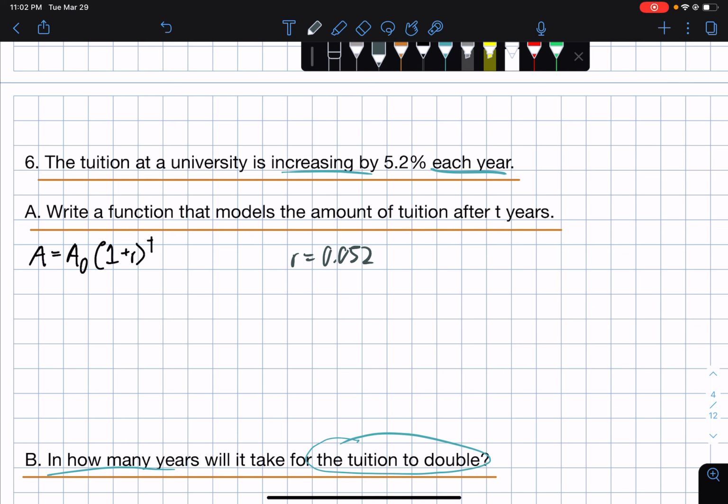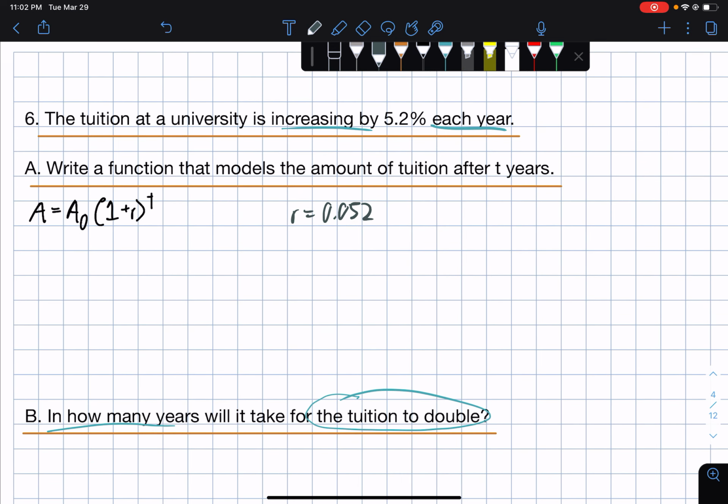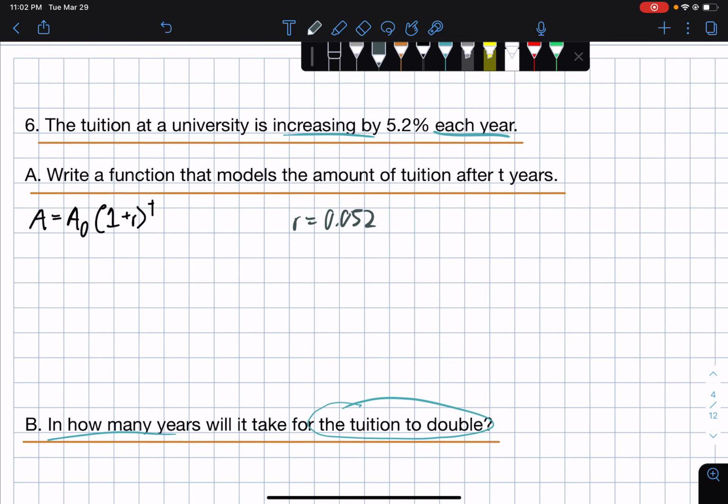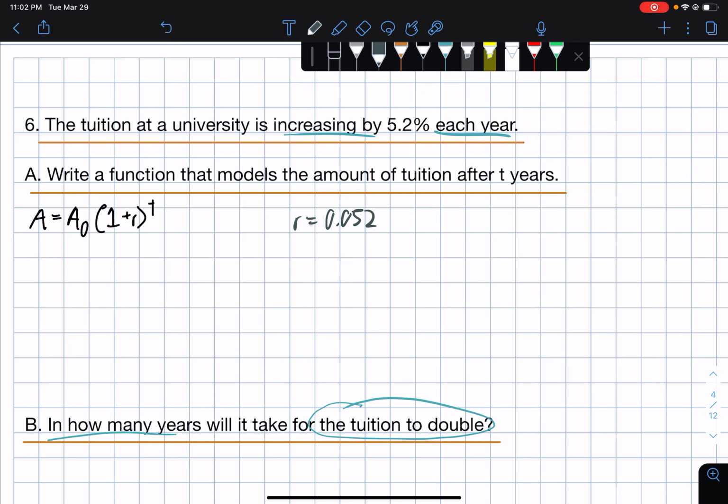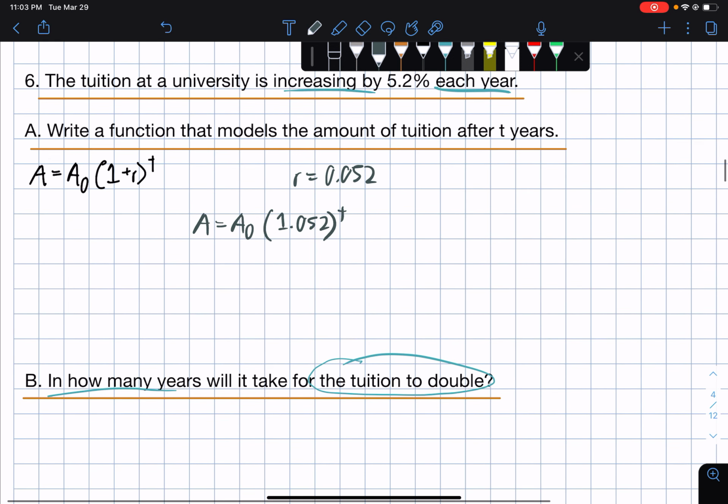Write a function that models the amount of tuition after t years. Let's just make a model with the available values that are given. So we don't have A, we don't have AO, so we write them as is. But we do have r, so 1 plus 0.052 is 1.052. Then place raised to t. So yeah, that's the model already.